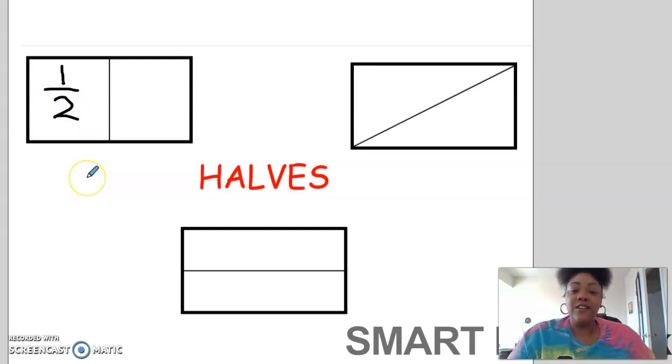All right, so there's 1/2, which means that this side of the rectangle or the whole is also 1/2.